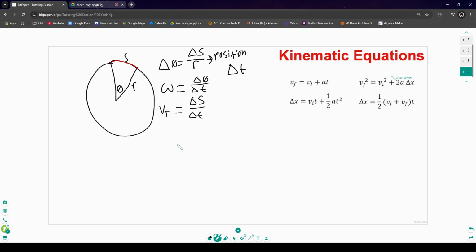However, we're not often going to be given the arc length straight off the bat, so we need to calculate it. Based on what we've written so far, if we were given other information, could we calculate the arc length?